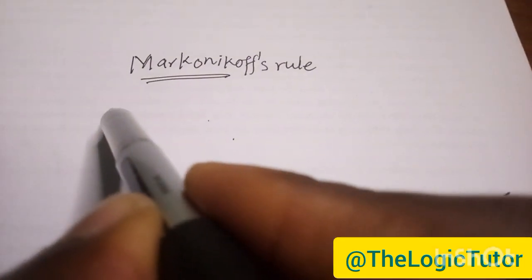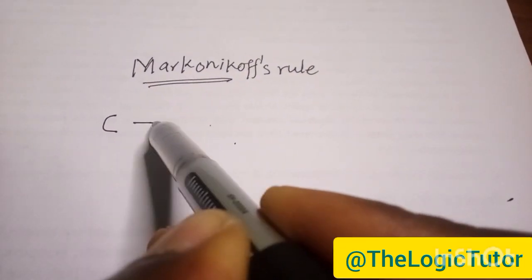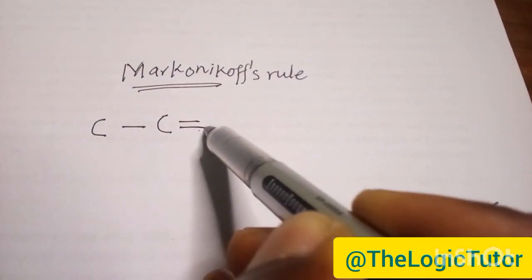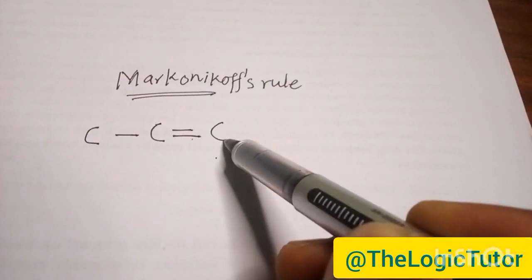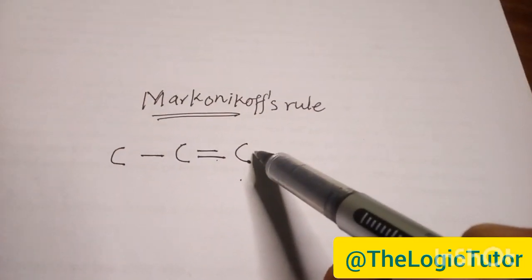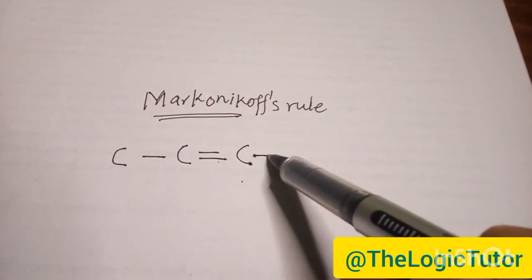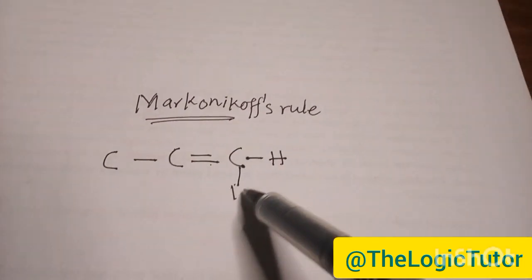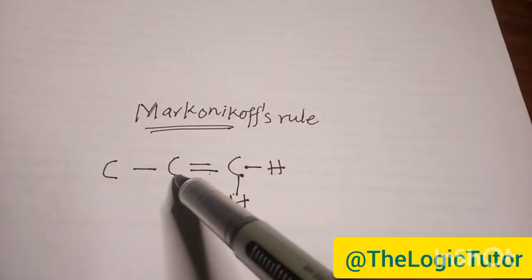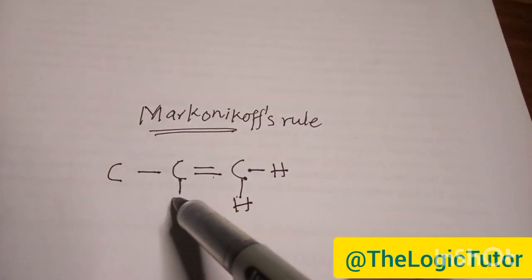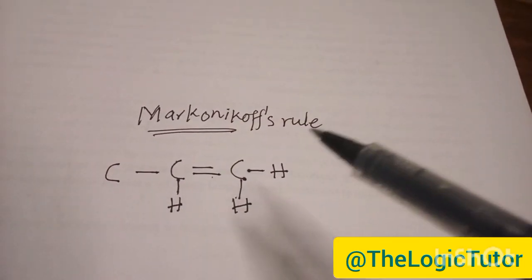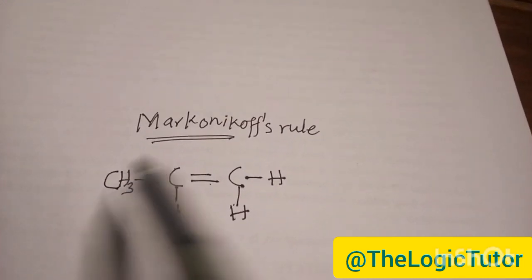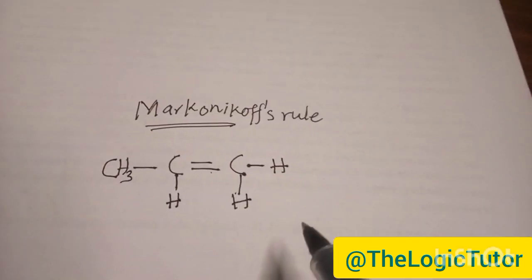If I draw the structure of propene here, you see this is one carbon, then the other carbon having a double bond attached to the third carbon. Then this will be attached to two hydrogens, one here and the other here. Meanwhile, this is attached to one hydrogen. Are you getting it now? And then you have the CH3 group here. So this compound is unsymmetrical.